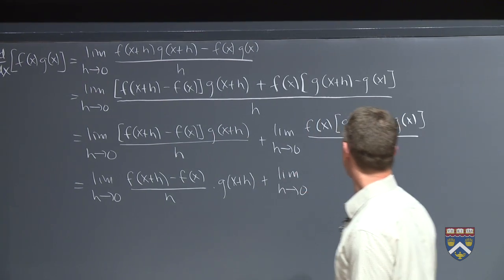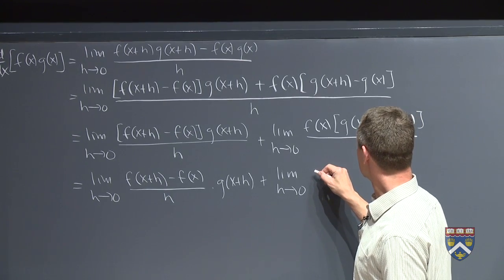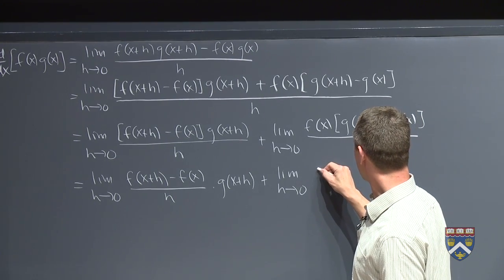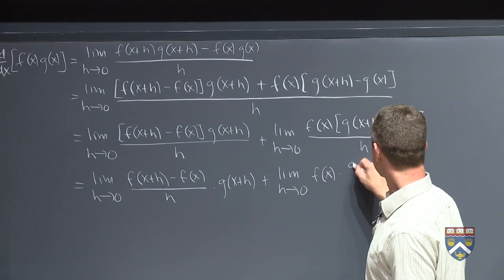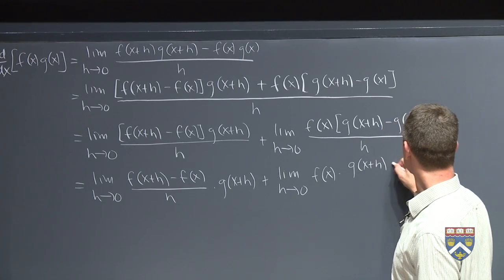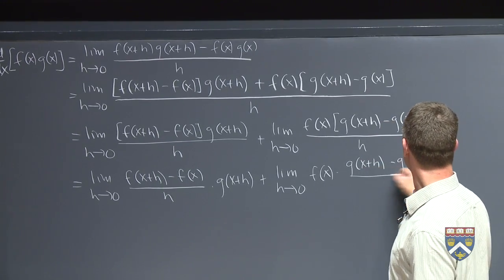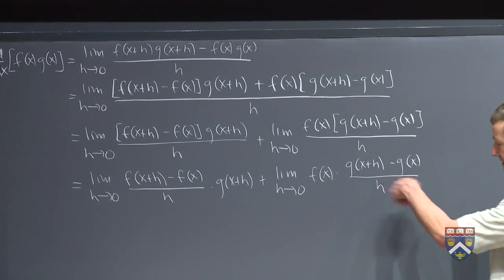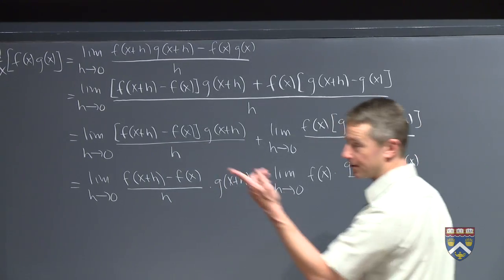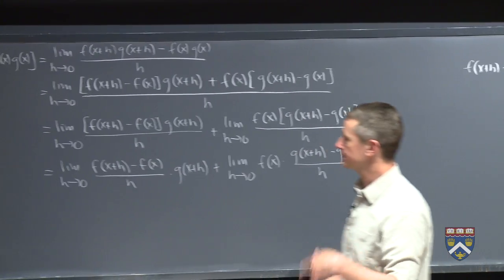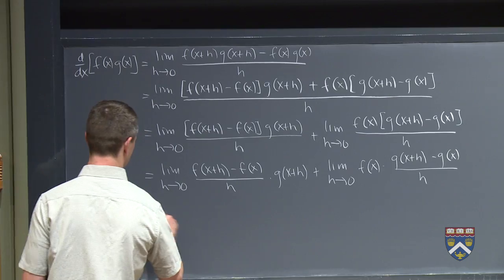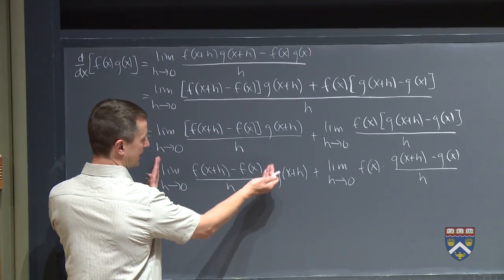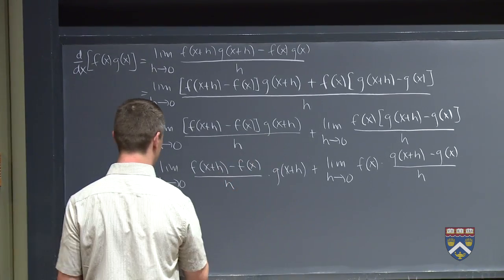And then we can do the same thing here. We can make our f of x, and then the rest of this stuff over h. Because we're trying to get these things that we recognize, right? This is going to be our derivative of g. This is going to be our derivative of f. So we're almost there. This whole first thing is just our definition of the derivative. So this is f prime of x.